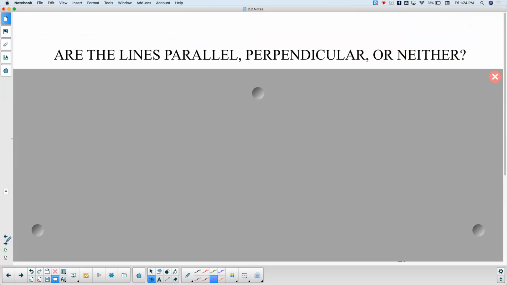A question that you will be asked repeatedly throughout the course of this class is, are the lines parallel, are they perpendicular, or are they neither? Two lines can be parallel, two lines can be perpendicular, and if they're not parallel or they're not perpendicular, then they're neither. So there are three choices for two lines. So let's talk about the first one. Parallel lines.